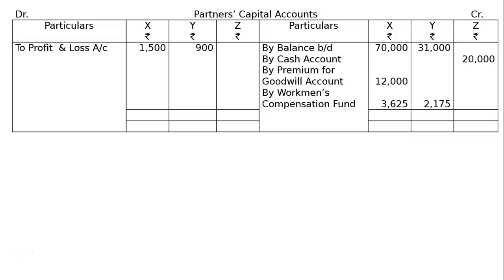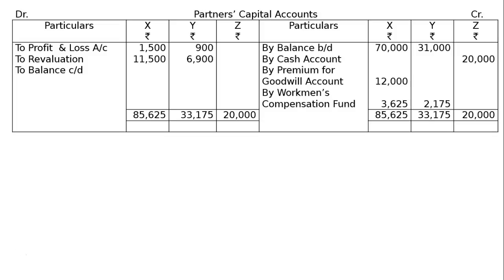to profit and loss account in the old ratio of 5:3. That is 1,500 and 900. And revaluation loss then to revaluation account, 11,500 for X and 6,900 rupees for Y. Now total the credit side, take it to the debit side. The totals are for X rupees 85,625, for Y 33,175, for Z rupees 20,000.